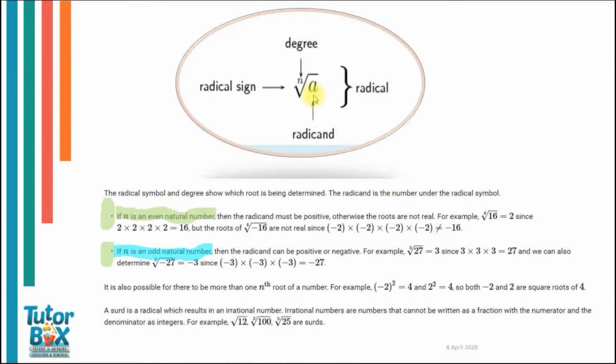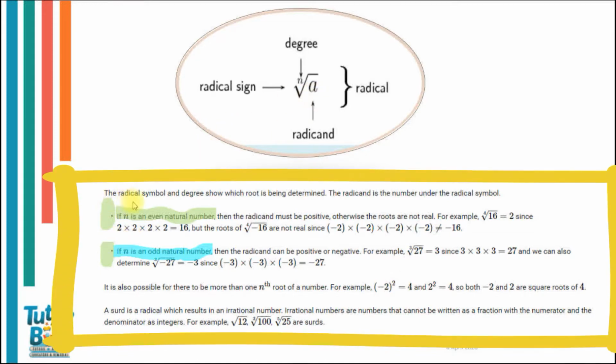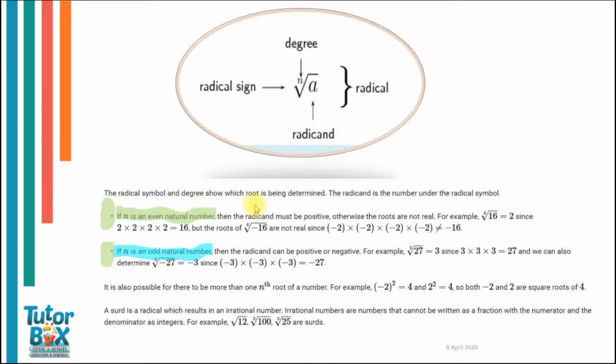Okay, let's just look at the following note. So it says the radical symbol and degree show which root is being determined. The radicand is the number under the radical symbol. So the radicand is this under the radical symbol, and then this is the radical sign, and then this is the root that we want to determine, right? So they're saying if n is an even natural number, if n, this one here, is an even natural number, then the radicand must be positive. Otherwise the roots are not real.